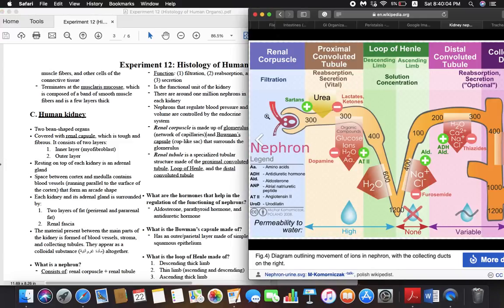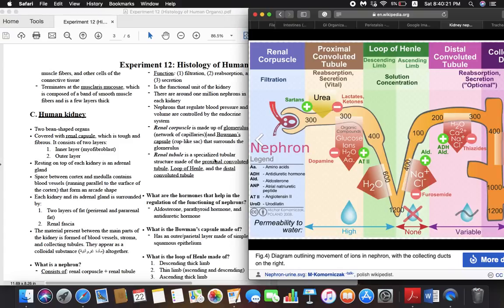The corpuscle is basically made up of a glomerulus, right here, as well as the Bowman's capsule. So the corpuscle is made up of the glomerulus, which is a network of capillaries, and a cup-like sac known as the Bowman's capsule. So this is the corpuscle.